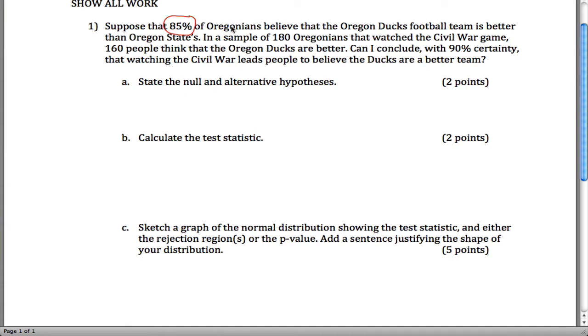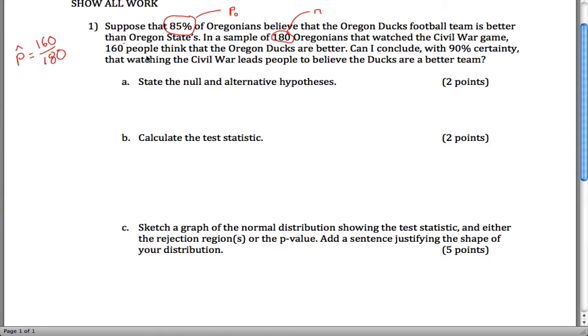This 85% of all Oregonians would be our population proportion, so we use the symbol P0 to represent that. And then in a sample of 180, the sample size, we use the letter N. 160 of these people think the Ducks are better. So using that 160, we figure out P hat. P hat is our sample proportion, and in this case, it's 160 out of the 180.